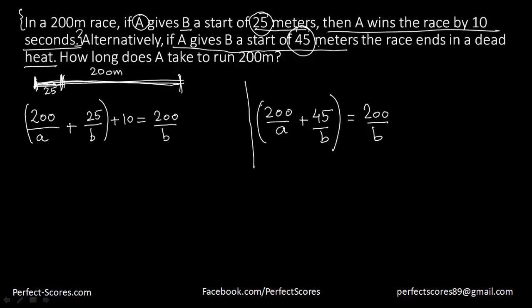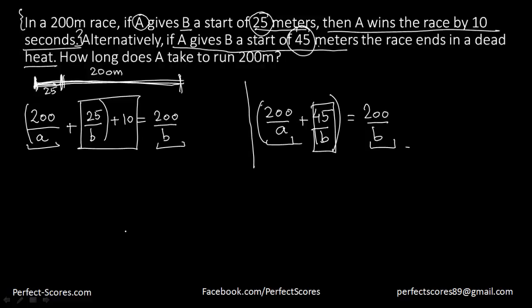We can clearly observe in both of these equations that this part and this part are the same. This part and this part are going to be equal, and this is what the shortcut is: A gives a head start of 25 meters here and a head start of 45 meters here. That means a head start of 20 meters would be equal to 10 seconds. And this is what we're doing here.